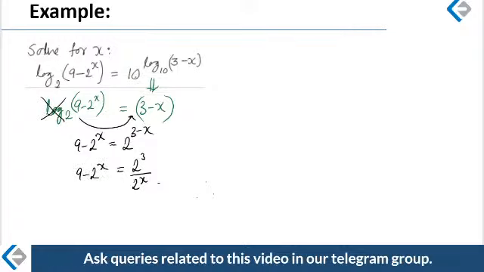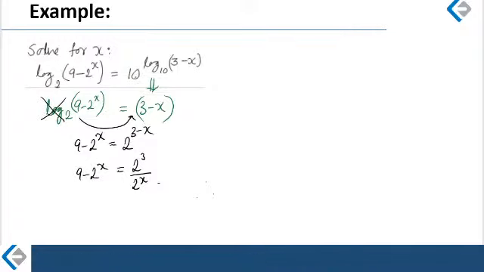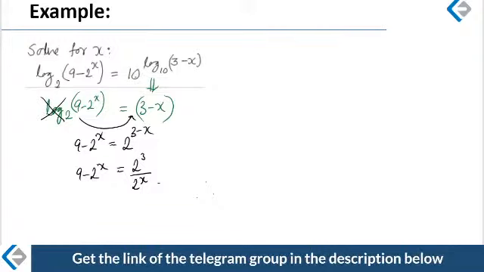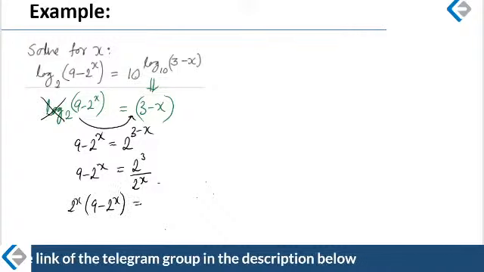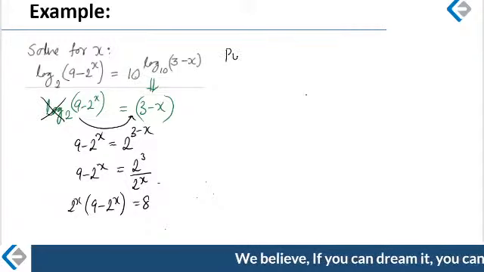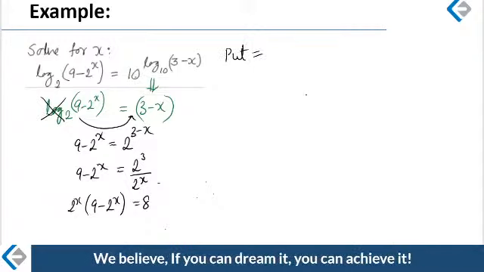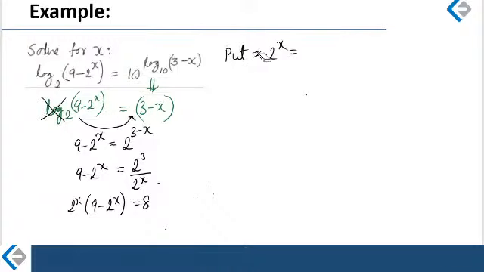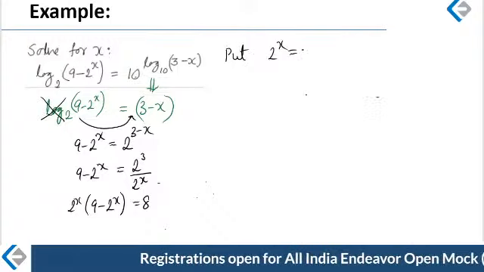Now this is what you got here. What do you do from here? Just cross multiply. It will become 2 raised to power x times 9 minus 2 raised to power x is equal to 8. Now this is a put type. I told you this in a previous class: whenever things get a little complicated, put 2 power x is equal to y.